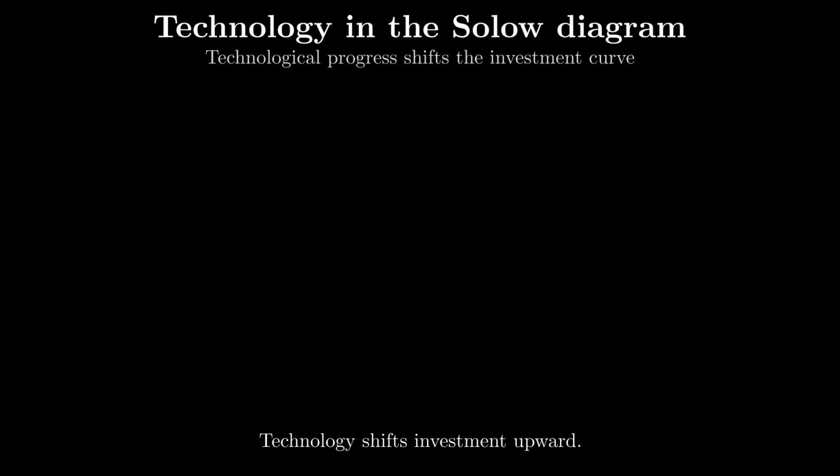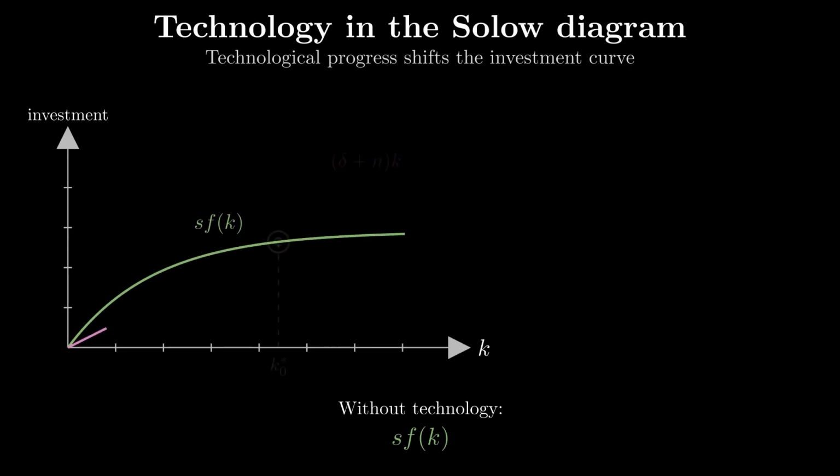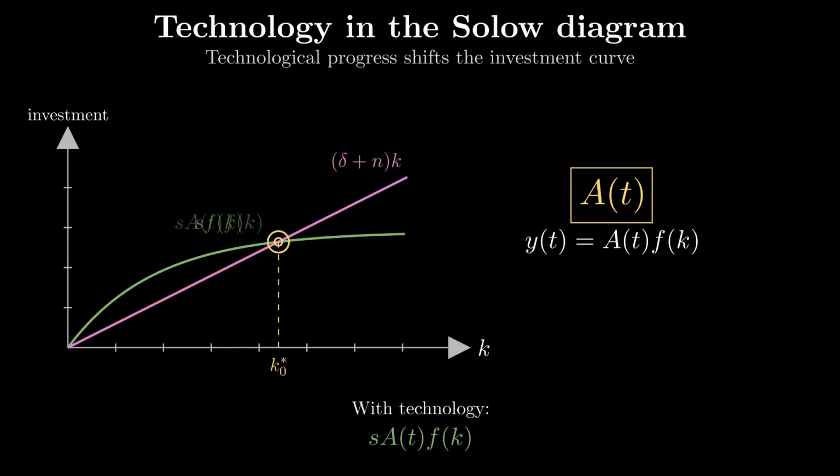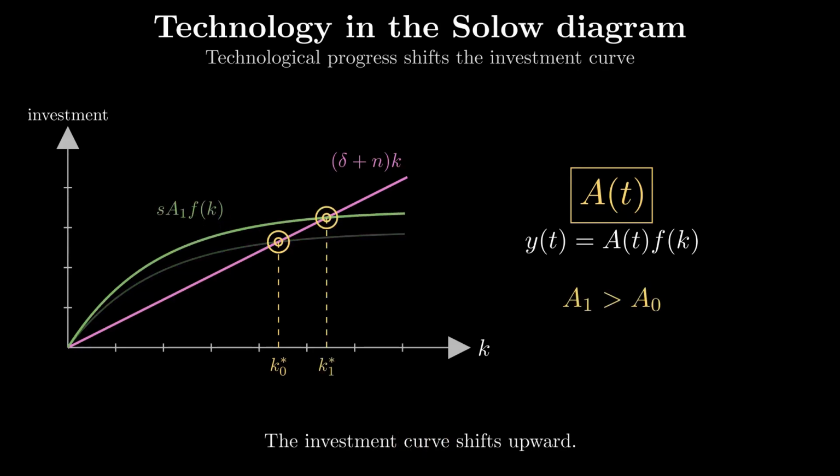Let's put technology back into the Solow diagram. Without technological progress, investment per worker is sF. But with technology, output per worker becomes AF. So, investment per worker becomes sAF. When A rises, the investment curve shifts upward, and the break-even line does not move. Depreciation and population are still the same forces. So, the intersection moves to the right.